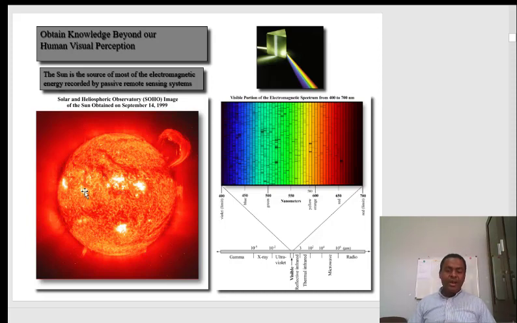Okay, now we are able to measure the diameter of the sun, the size of the sun. We are able to predict the existence of the sun because of remote sensing.